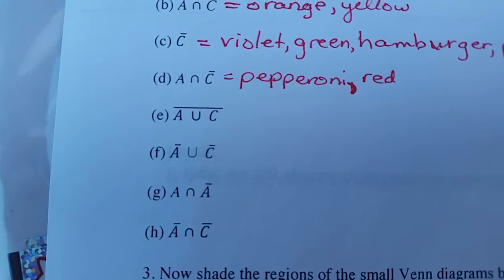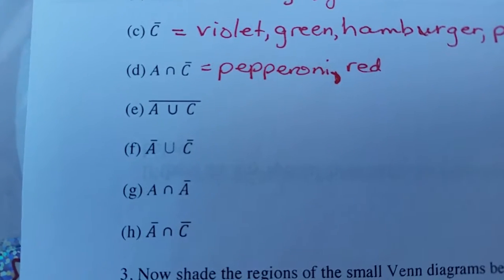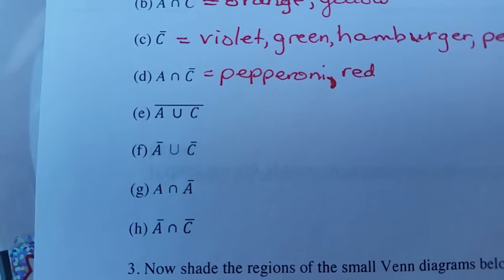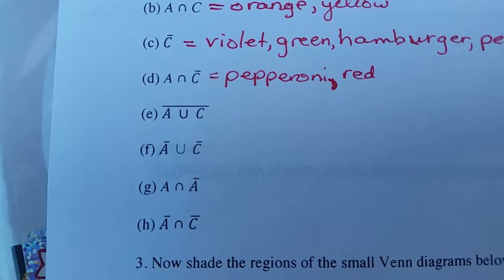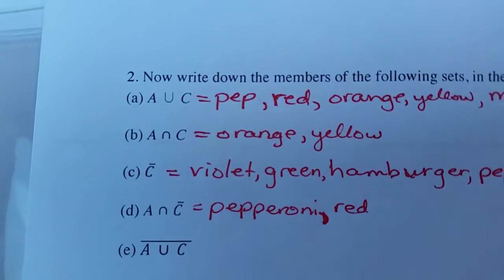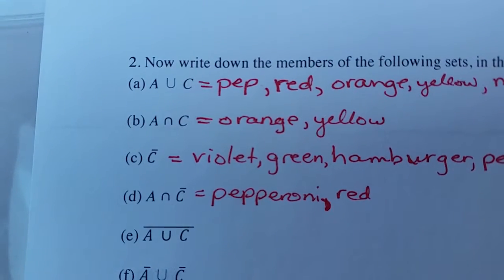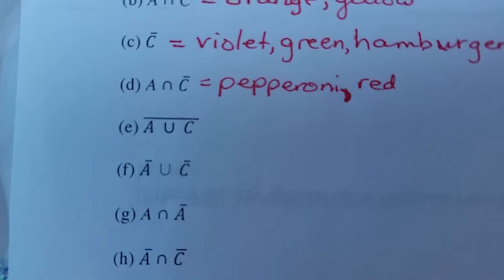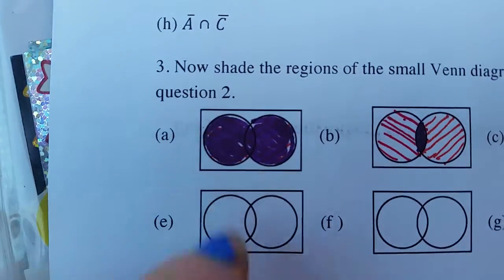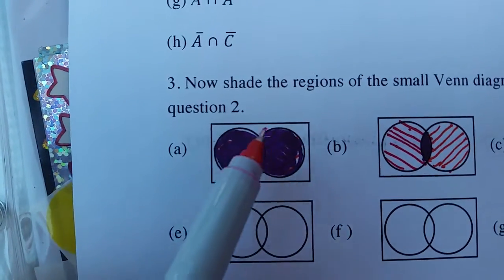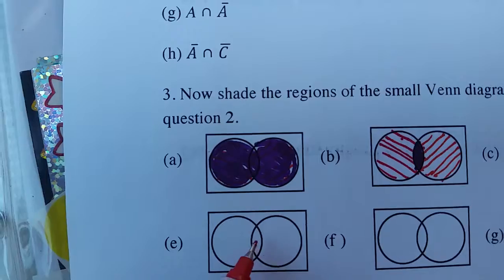Okay, so this one, this E that we're looking at, is A union C complement. So everything that is outside of A union C is what we are looking for. If we look back up at A, that's A union C. What we want is the opposite of that, or the outside of that. So if I go back to my drawing of set A, there is A union C. We want everything that's outside of that.